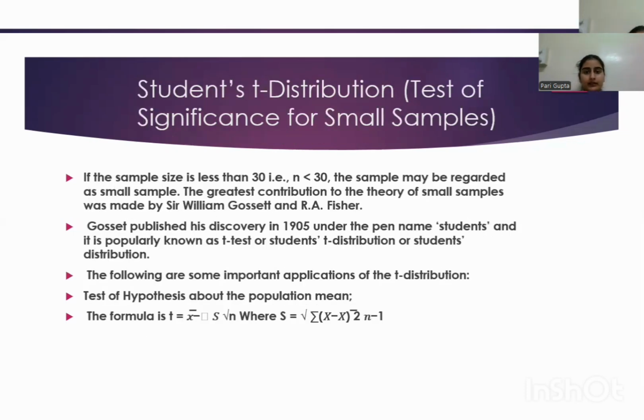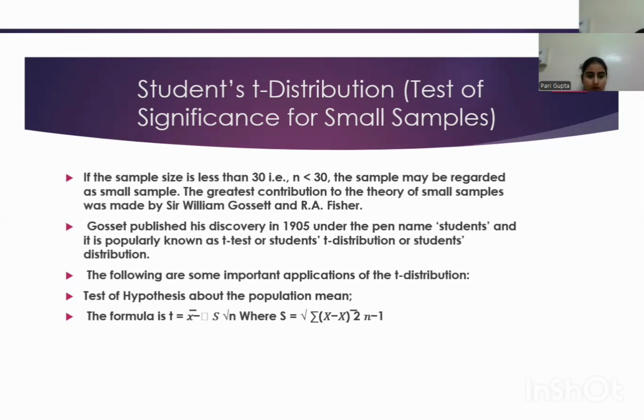Next is student's t-distribution, test of significance for small samples. If the sample size n is less than 30, the sample may be regarded as a small sample. The greatest contribution to the theory of small samples was made by Sir William Gosset and R.A. Fisher. Gosset published his discovery in 1908 under the pen name Student, and it is popularly known as the t-test or student's t-distribution. The following are some important applications of the t-distribution.